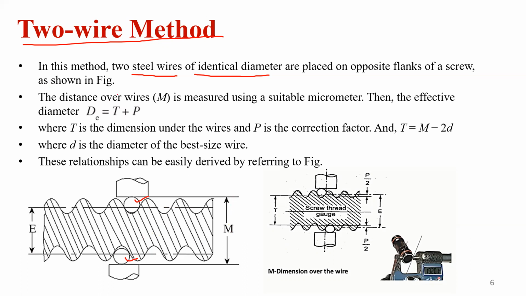Then we can calculate the effective diameter, which is equal to T plus P. Here T is the dimension under the wires. This distance is P by 2, and this distance also P by 2. This value is called the correction factor. And the T value is equal to M minus 2D. So here this is the T value.